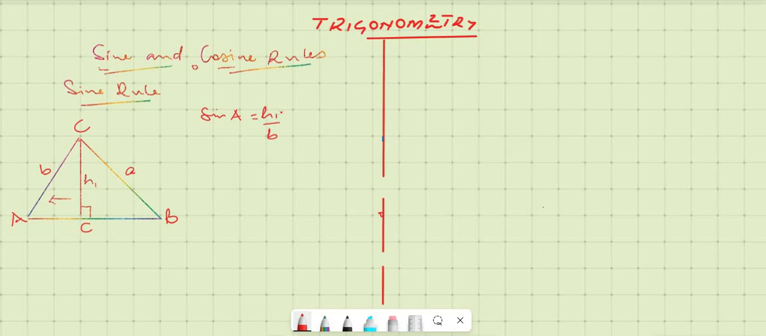So the sine of A is H1 over b, which means that H1 is equal to b sine A. But when you use the right-hand triangle, you see that the sine of B is equal to H1 over a, such that H1 is equal to a sine B. Since this is the same height H1, we can say that the two are equal. That is, a sine B is equal to b sine A.